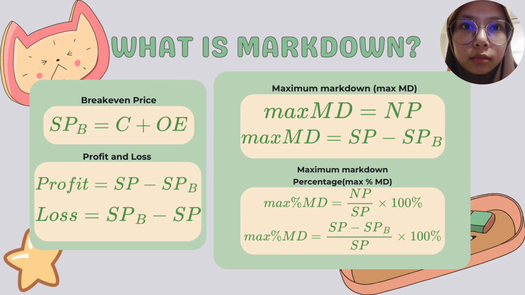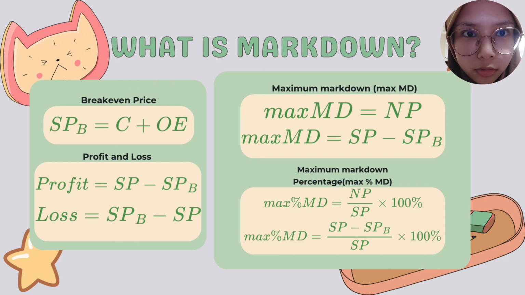Next, we have the formula for profit and loss. Profit is equal to selling price minus selling price break-even. And then to find loss, loss is equal to selling price break-even minus selling price.